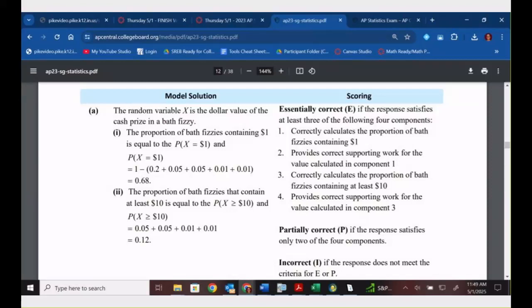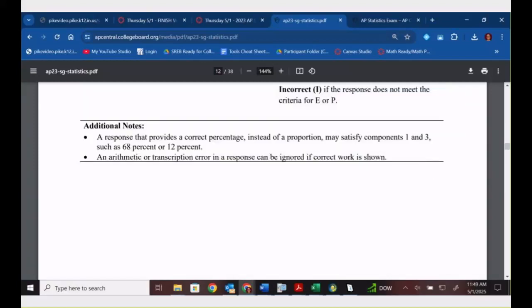Even if you got the answer for component 1 wrong, would it still count for the supporting work in component 2? I don't believe so, because it does say correct supporting work. So, to the best of my understanding, I would have to read through the notes really carefully, but if you did not calculate part A1 correctly, but you showed work for it, that would still be a P, I believe.